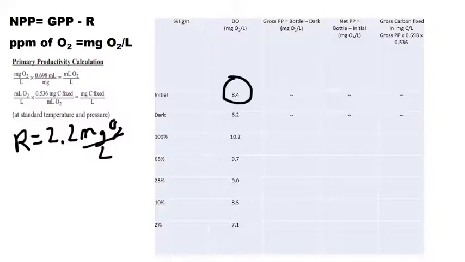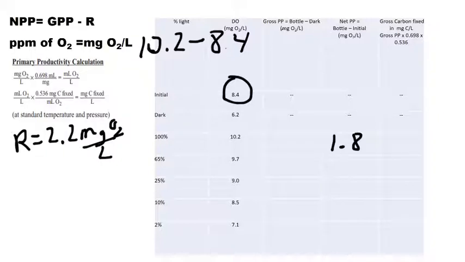So remember, just like we did in the previous problem, to calculate the net primary productivity, we're going to take the amount of dissolved oxygen in our bottle in question, and we're going to subtract from that the initial amount. So for the 100% bottle, that'll be our first calculation. We're going to take our bottle DO reading, 10.2, and subtract from that our initial DO reading, which was 8.4, and that gives us a net primary productivity of 1.8.